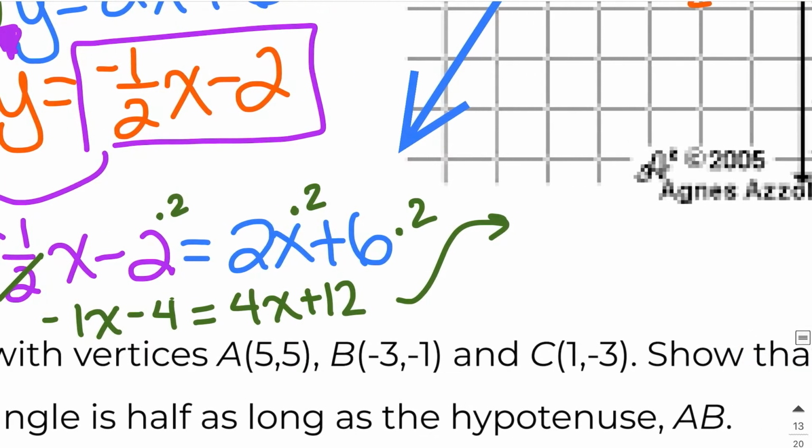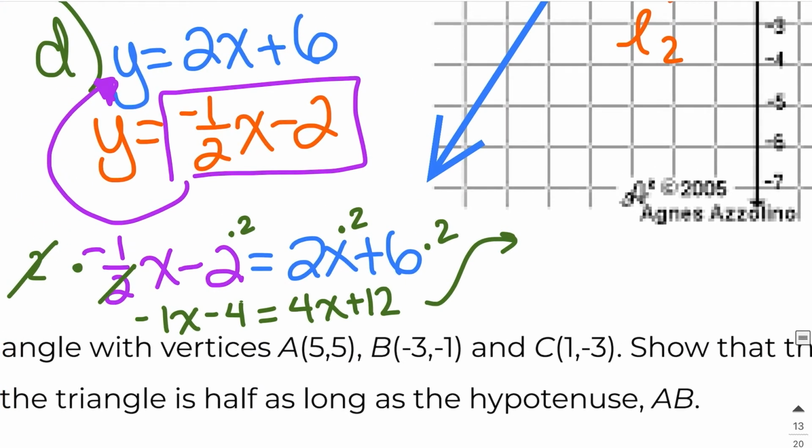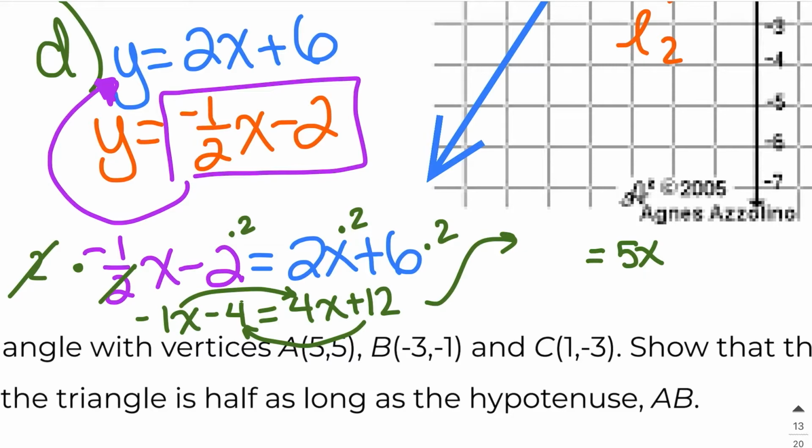So then I'm just going to get my variables on one side, my constants on the other. So I'm going to move the -1x over, so I get 5x, and I'm going to move the 12 over right here, and I would get -16. Divide both sides by 5, so I would get -16 over 5, but because this is not an ugly decimal, I'm just going to divide it out, and I get -3.2.